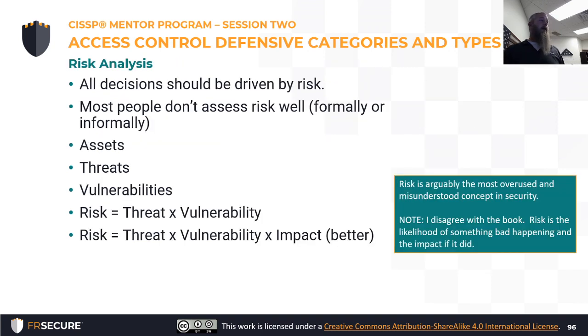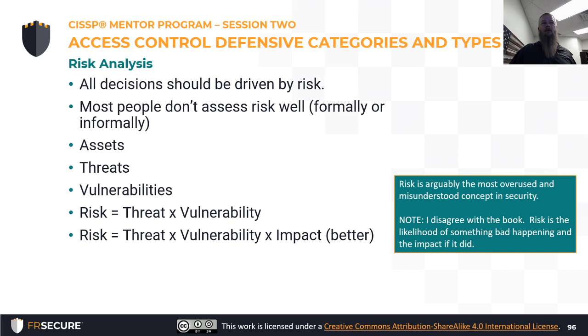Yeah, that's our definition. Risk analysis, all decisions should be driven by risk. Information security is risk management. That's what it is. So most people don't assess risk well, formally or informally. You see it all the time. In order for us to figure out risk, we have to take into account assets, threats, vulnerabilities. So risk, sort of in the book, is threat times vulnerability. It's not a linear mathematical equation like that, unless you're doing more qualitative risk analysis, but there's more to it. Risk equals threat times vulnerability times impact. That's maybe a better definition. You'll need to know both of those definitions for the book.